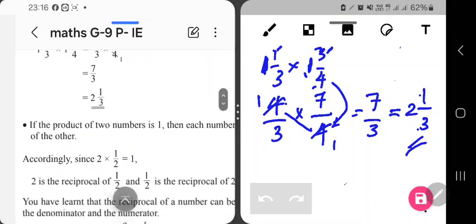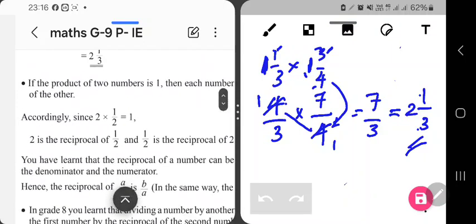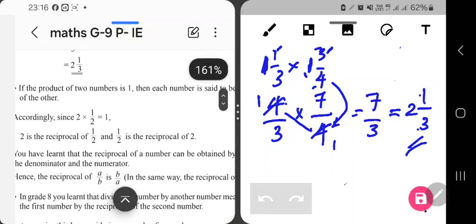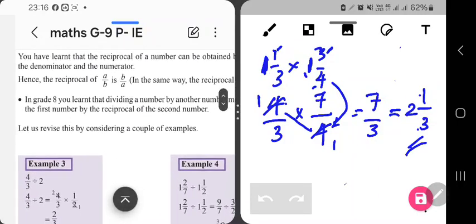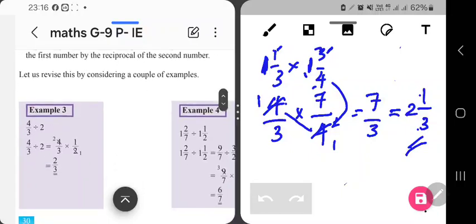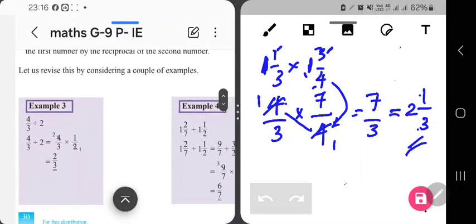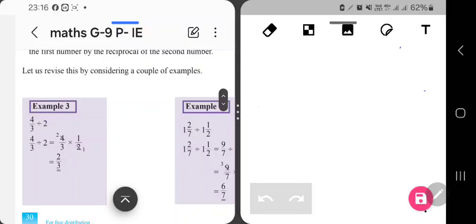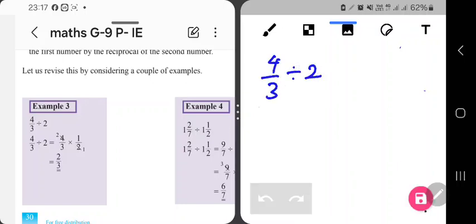Right. So then next is division. So how do we calculate division of fractions? Right. So taking an example here. So here you have 4 over 3 divided by 2.